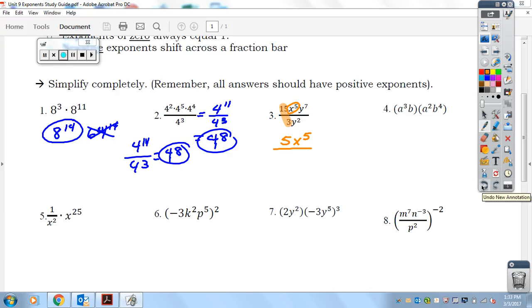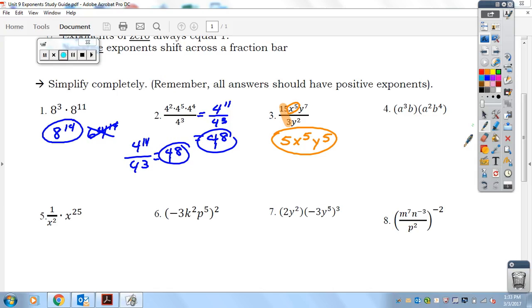That'll come up later. y to the 7th over y to the 2nd. Are there more y's on top or bottom? There are more y's on top by 5. You can also do 7 minus 2 is 5. Now I made this fraction bar being conservative, but we will not need it because there are no other numbers in the denominator. We could put a 1, but that's all I need.